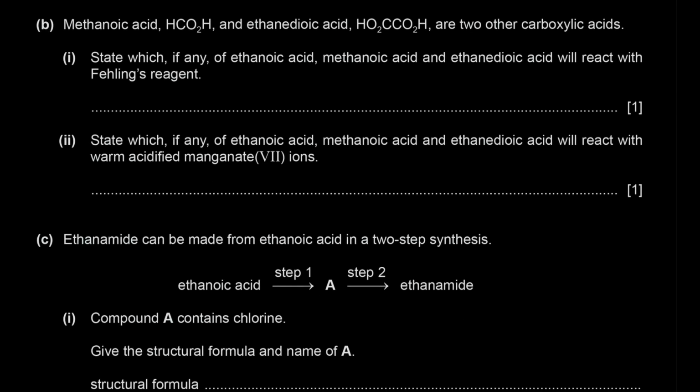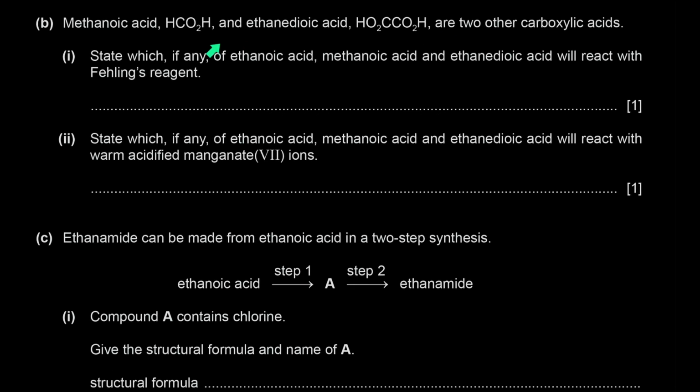Methanoic acid and ethane dioic acid are two other carboxylic acids. State which, if any, of ethanoic acid, methanoic acid, and ethane dioic acid will react with Fehling's reagent. Fehling's reagent is for the CHO group. Methanoic acid has the CHO group. Fehling's is not just for aldehyde, it is for the CHO group. So it's only methanoic acid here. The others don't have a CHO group.